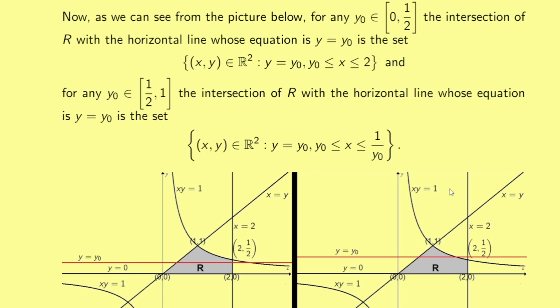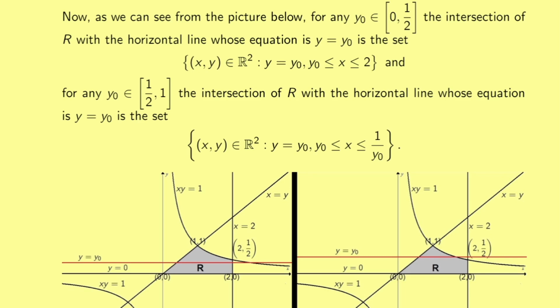And now if I take some y0 greater than 1/2 and smaller or equal than 1, like we have here in this red line, and I take a horizontal line y equals y0, I can see that this line enters the region at this point here, which is given by y0 because it is in this line x equals y, but it exits the region in the hyperbola.